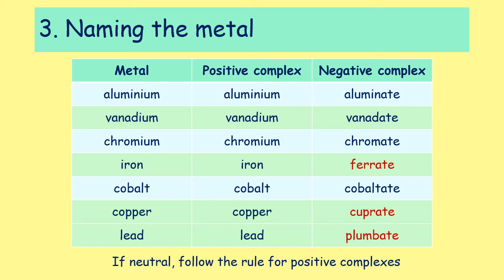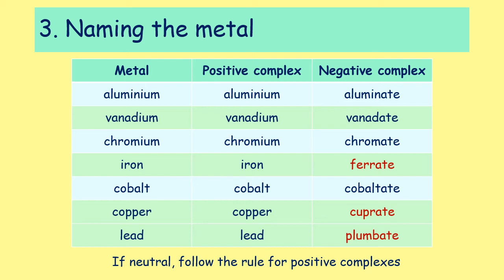But what happens, for some reason that I'm not sure of, whenever they're in negative complexes, they take on their old Latin names. So iron becomes ferrate. The Fe is the symbol for iron, and that's where we get ferrate from. Cobalt doesn't end in IUM, but we just add ATE onto the end of the name, so cobaltate. Copper becomes cuprate, and you can see that's where we get the Cu for copper.